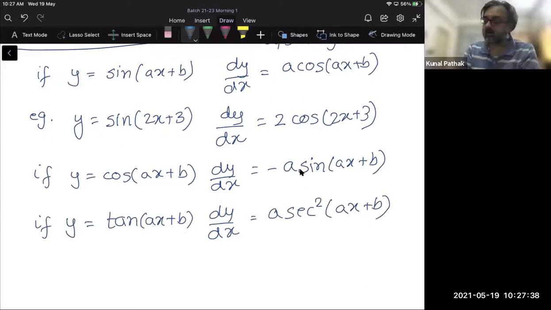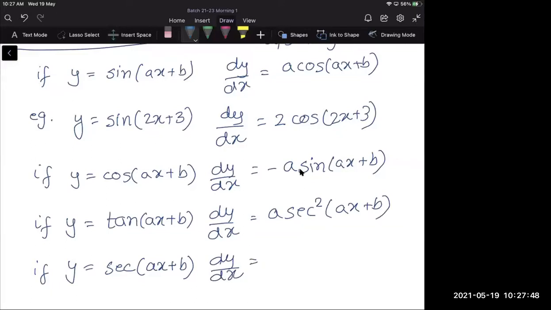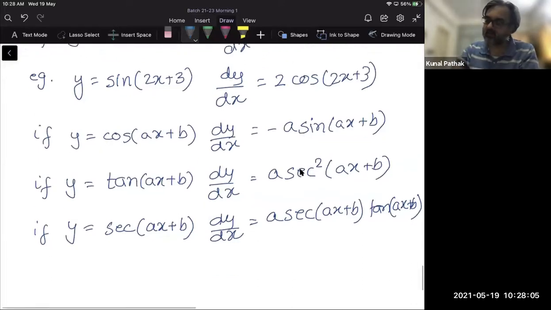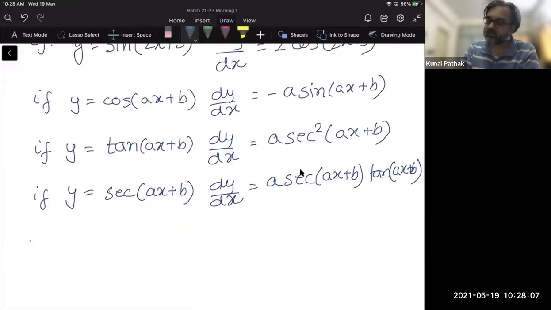Right, and if y is equal to sec of ax plus b, then dy by dx is a sec of ax plus b into tan of ax plus b. Right, so the quantity inside the bracket remains the same. The only thing is that you get a number as a multiplier, which is the coefficient of x.